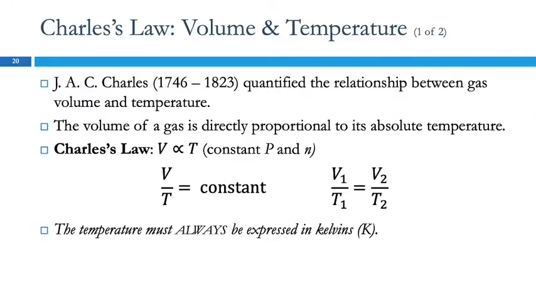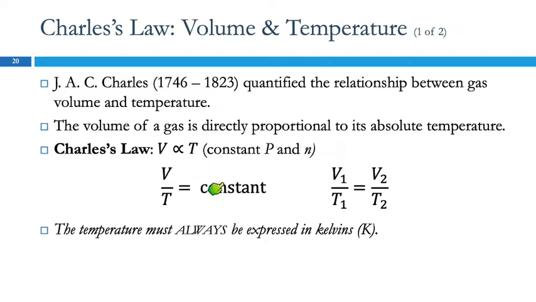The second simple gas law that we're going to learn about is called Charles' law, after the man who quantified it. He lived back in the 1800s, and he looked at the relationship between the volume of a gas and its temperature. And he found that the volume of a gas was directly proportional to its absolute temperature. So Charles's law says that volume is proportional to temperature at constant pressure and amount of gas.